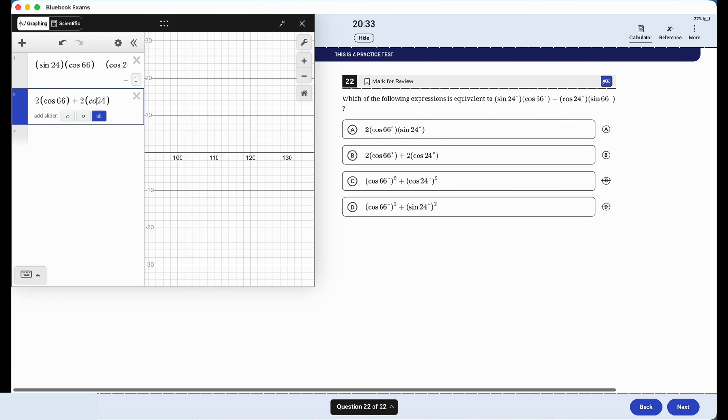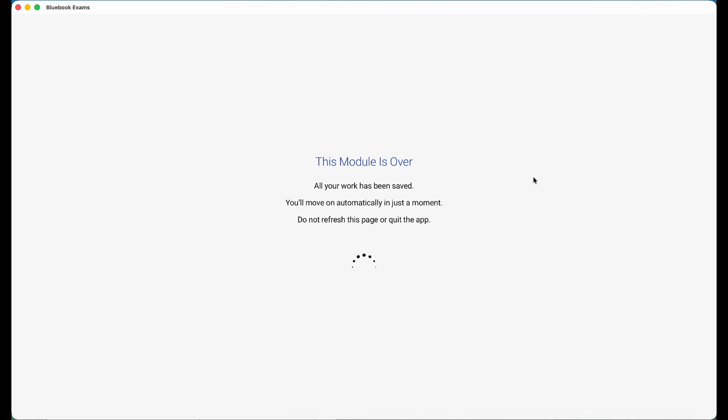That's B. So is that B? Actually, B has cosine here. So that's not it either, right? And then I got to get rid of these 2's and make them squareds instead, right? Let's try C. There it is. That equals 1. So we're done, right? That's it. Module 1. Honestly, pretty straightforward there. Nothing too insane.